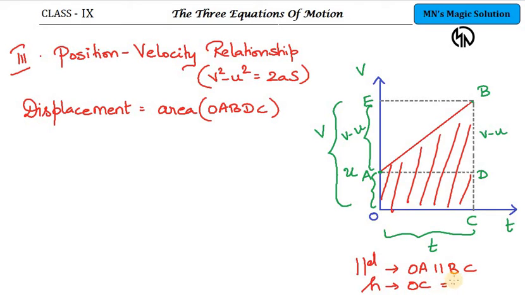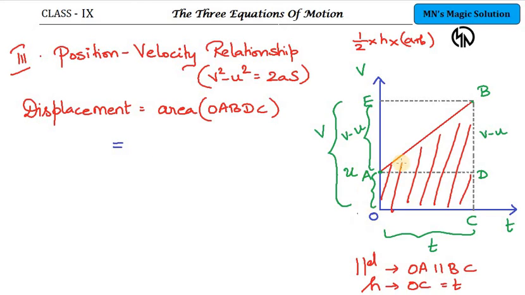OC is nothing but T, its magnitude. So the parallel sides are OA and BC, and the height is OC in this particular trapezium. You know the area formula for a trapezium, right? What is it? Half into height into sum of parallel sides, correct? So this is the formula, and in the formula you have to bring it in.